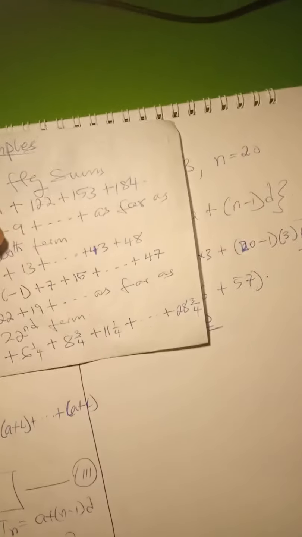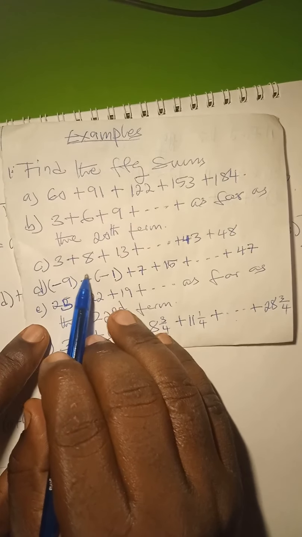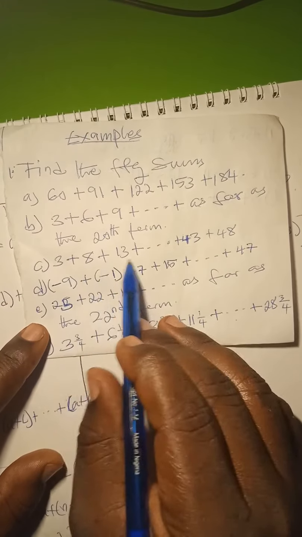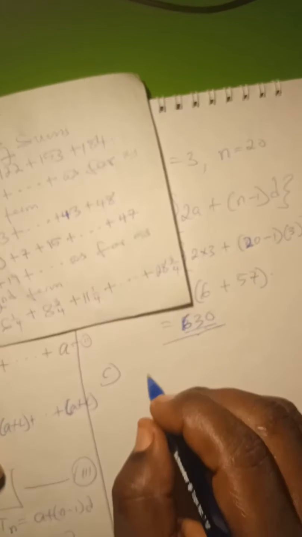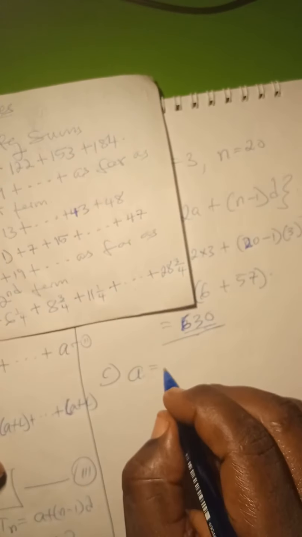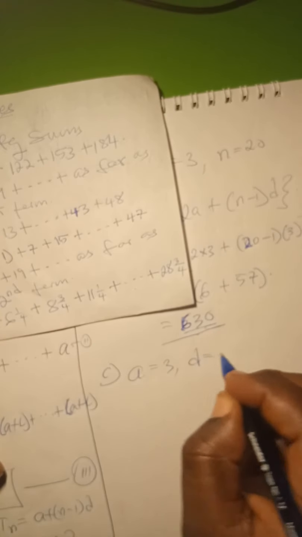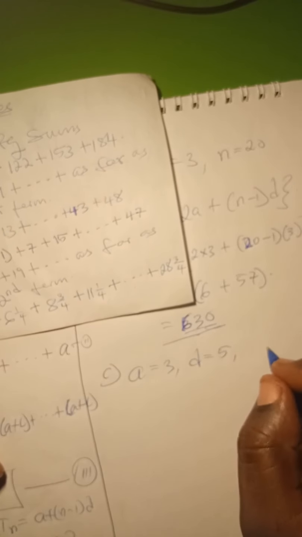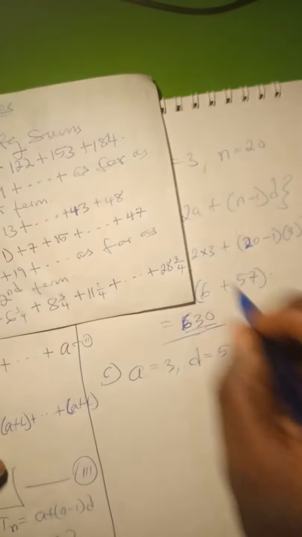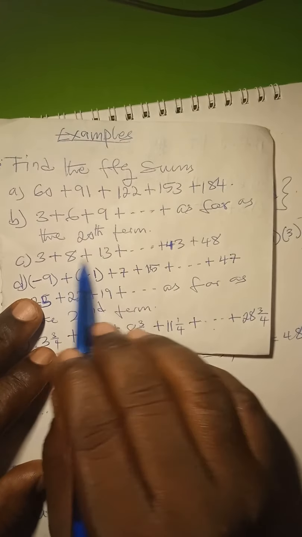The third one, quickly. Here we have the third one. I'm not going to do the third one, it's just very easy, just like the first time, right? Okay, not really. So the third one, the first term is equal to what? 3. The common difference is equal to 5. And then the last term is equal to 48.